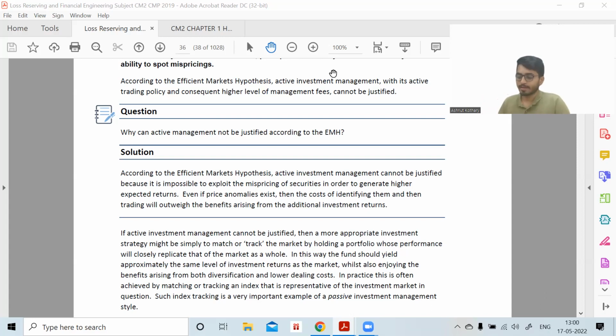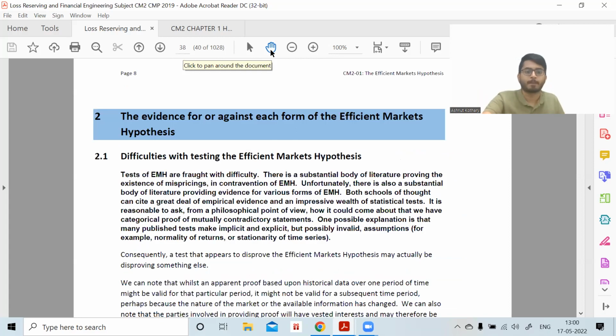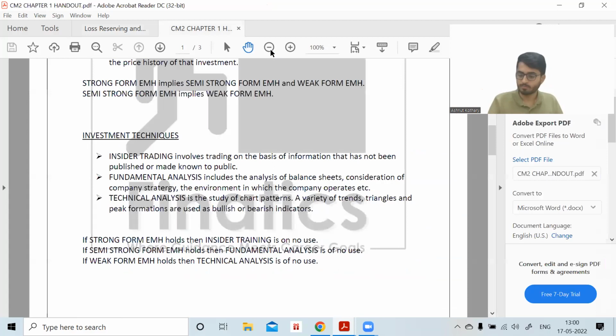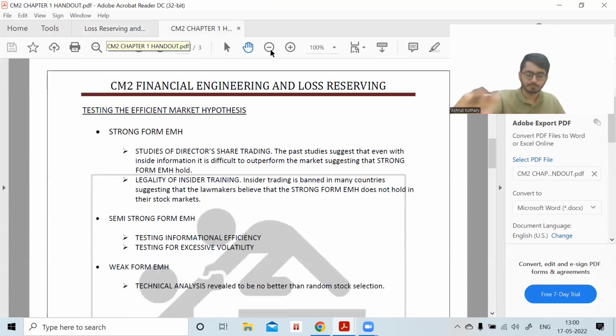So this was regarding passive investing as well as active investing. Moving further, how can we go about testing the efficiency of a market?